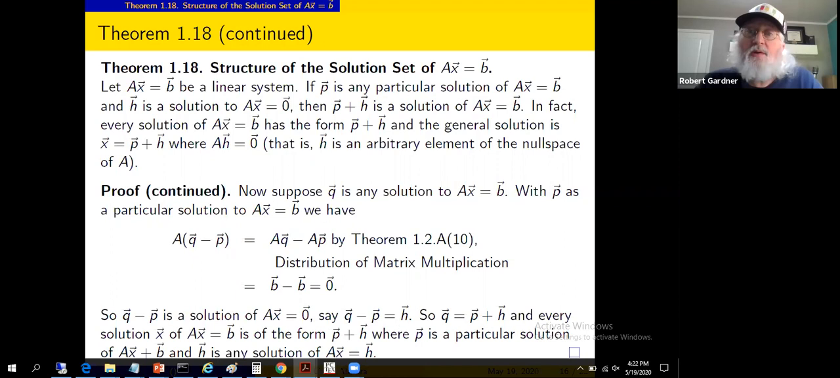some solution to the homogeneous system of equations, and then rearrange this to get Q equals P plus H. We assumed Q was some solution to the non-homogeneous system, and we showed indeed Q is of the form particular solution we had from above plus some solution to the homogeneous system of equations. It's an arbitrary solution. Every solution must be of that form. All right.